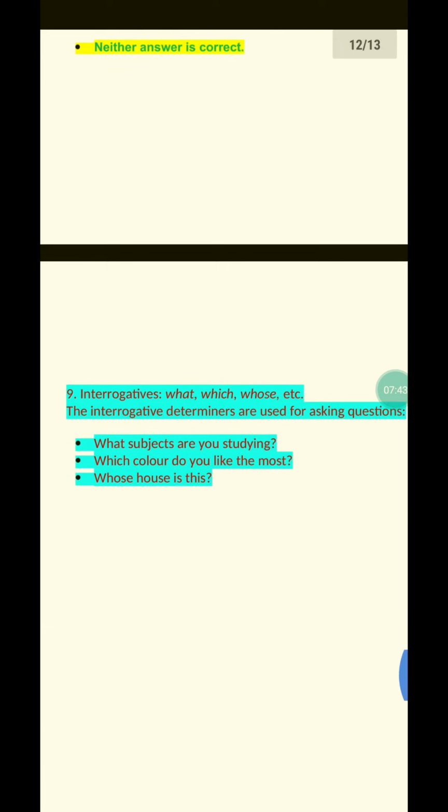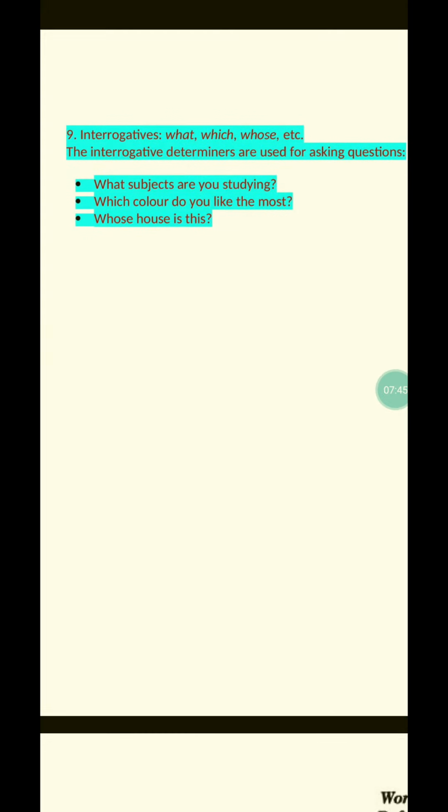The last, that is interrogatives. Example, what, which, whose, etc. Now children, what, which, whose, when you are using them as a question, you need to understand that they should be followed by a noun. For example, what subjects, which color, whose house.